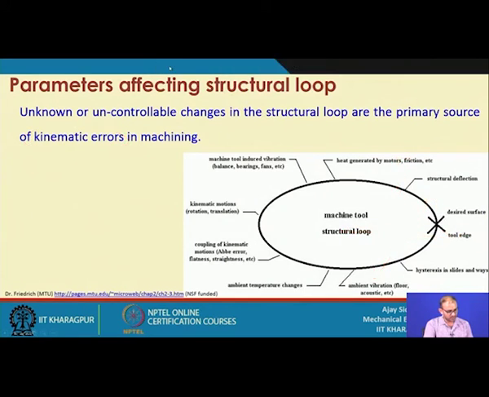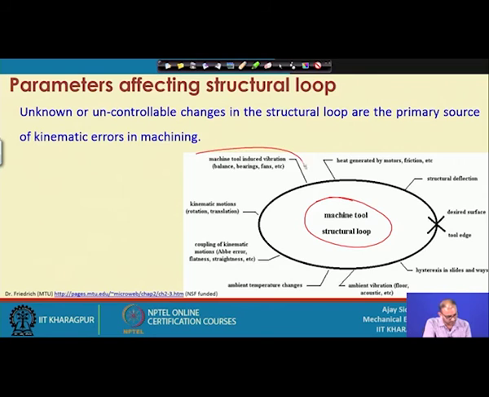So, this is called the structure loop. The machine structure loop is at the center, and what are the things it will affect? The machine tool induced vibration, because we have a machining operation going on, a lot of force is acting, and we are moving a tool or the workpiece to and fro in x, y and z directions. Everything is connected with bearings, because the spindle has a lot of bearings. So, it will create a lot of vibrations, and because of the vibration it will directly affect your structural loop.